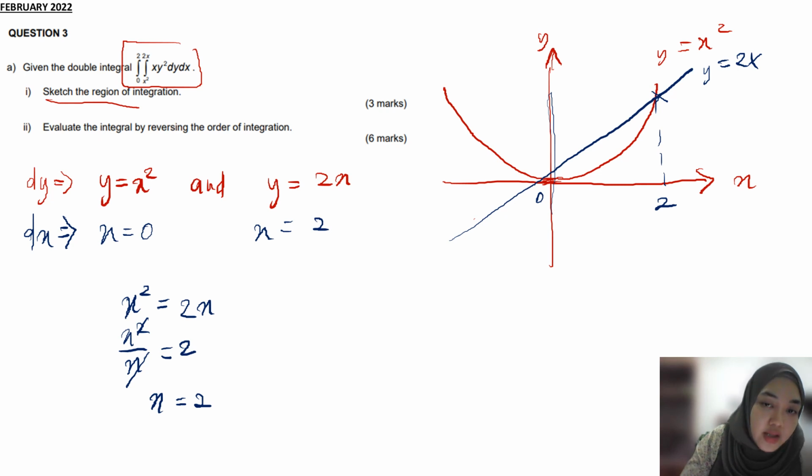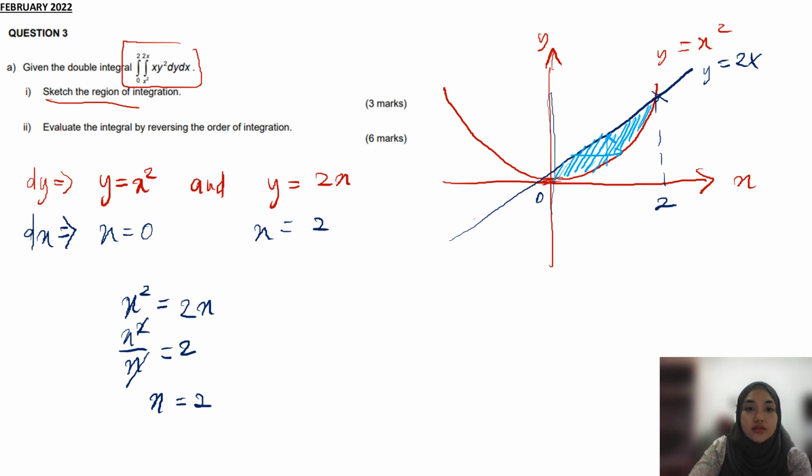So where's the shaded region? The shaded region would be from here. So dy, we read vertically in y from the line x squared until this line. Next, for dx, 0 until 2, we read until here. So the shaded region would be here. So that's it for 3 marks.